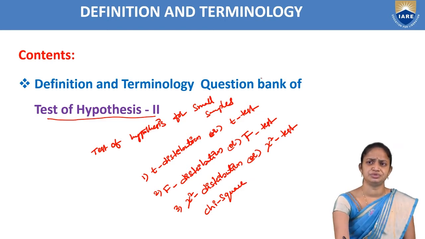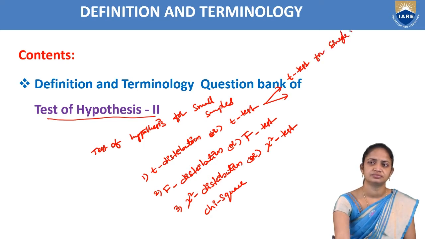So in T distribution, again we have 2 methods. First one is T test for single mean, and second one is T test for difference of means.